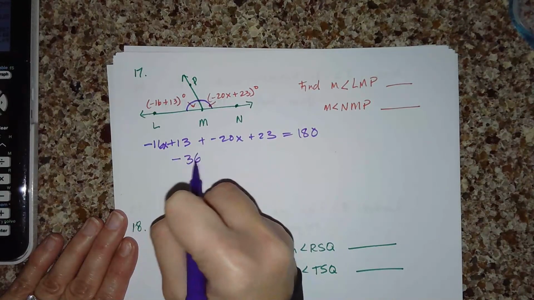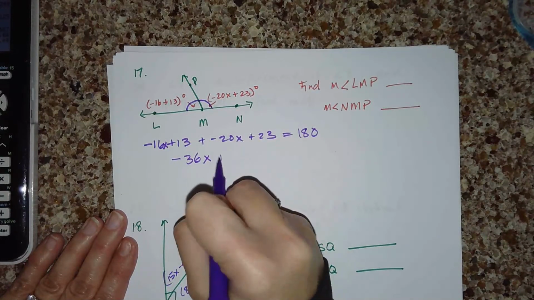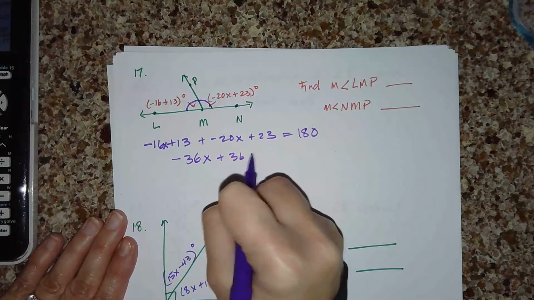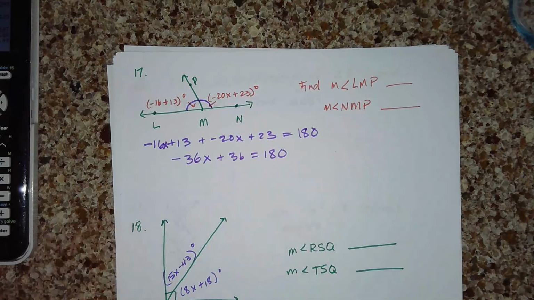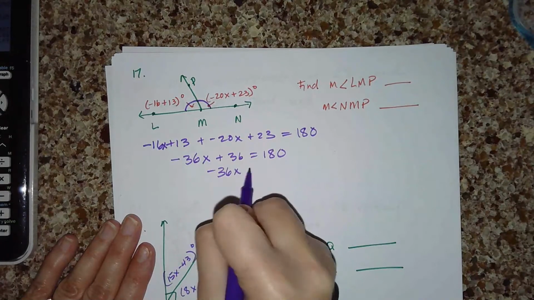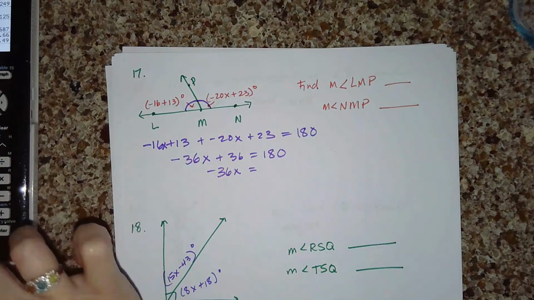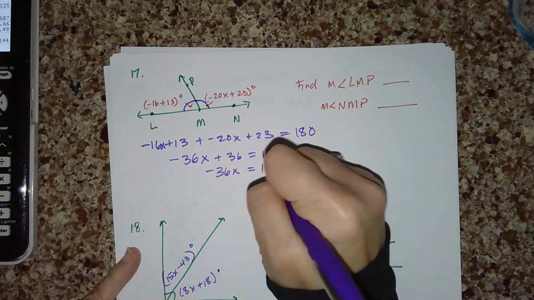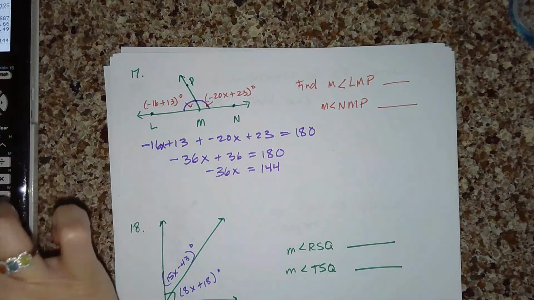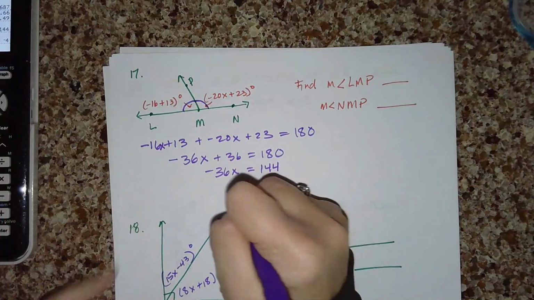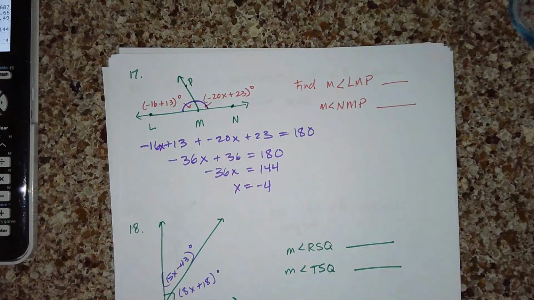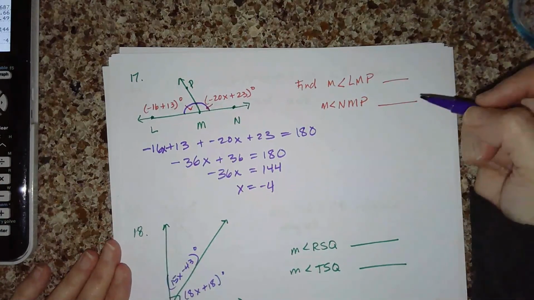I get negative 36x, and 13 and 23 gives me 36. And then I'm going to solve. So 180, and I'm going to subtract 36. Excuse me. And then I'm going to divide by negative 36. I think I was right. All right, I get x equal negative 4.